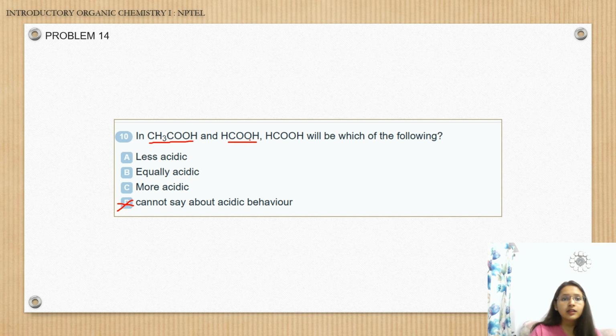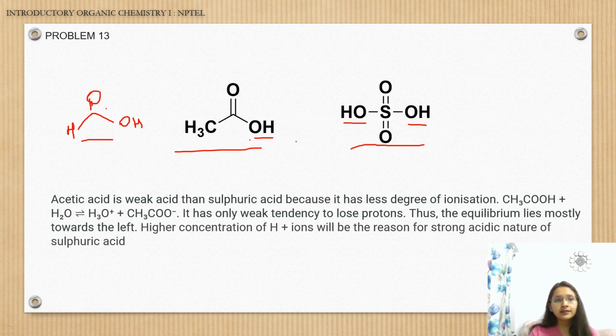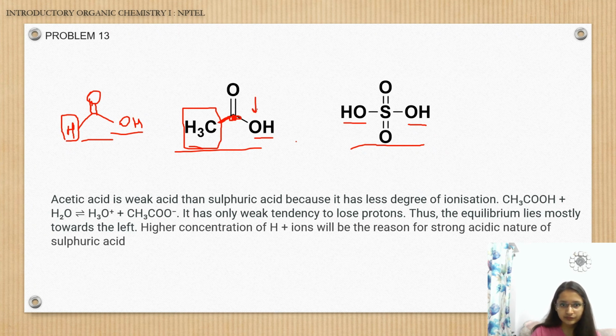So if you are saying that it is more acidic, why? See guys, I've told you many times that the electropositivity of this carbon matters. Now the OH is fixed, but the R group here is H and the R group here is methyl. So what happens is methyl is an electron releasing group. It will give the electron towards this carbon, making this carbon less electropositive. So the electropositivity of this carbon is getting decreased.